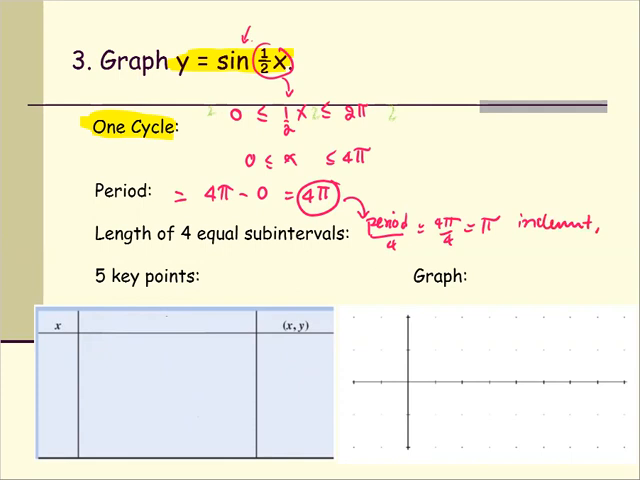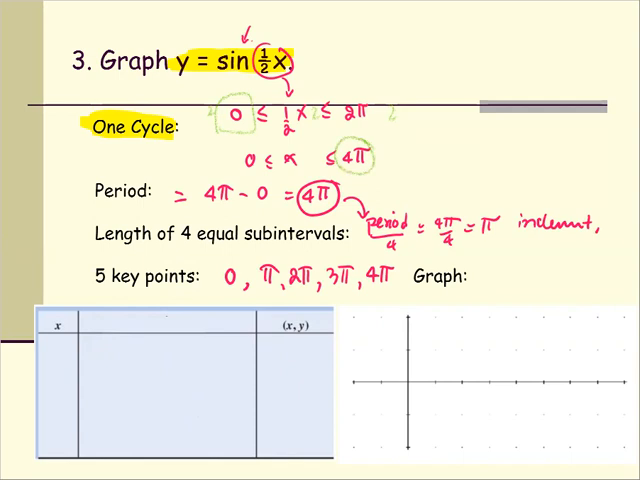Start by making a list of the 5 key points. Use the first, or the left end of the cycle, which is going to be 0. And then the next with the increment pi. Next is going to be 2 pi, 3 pi to finish the cycle. Stop at the end of the period, which is 4 pi. So we get 5 key points.